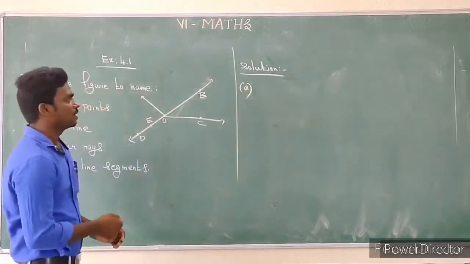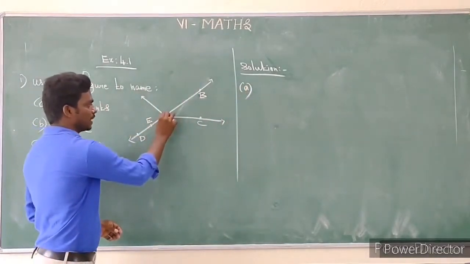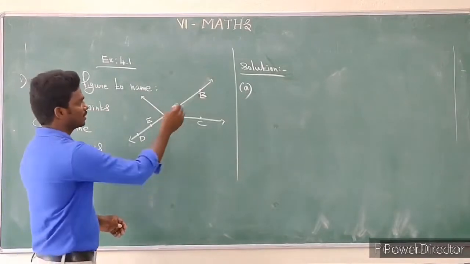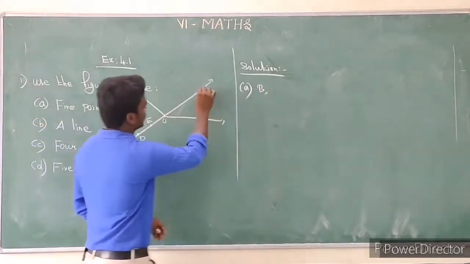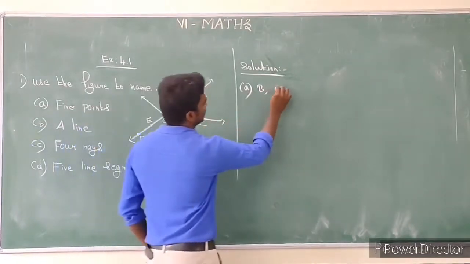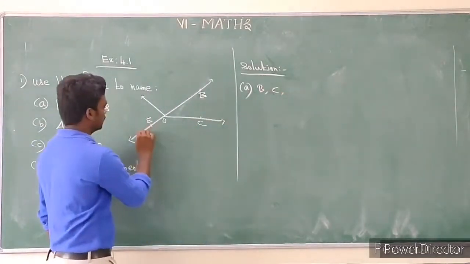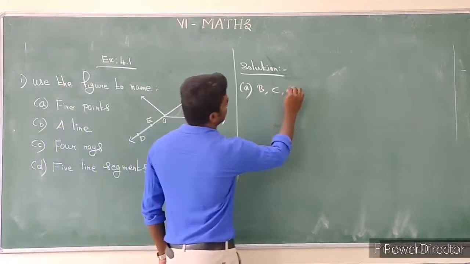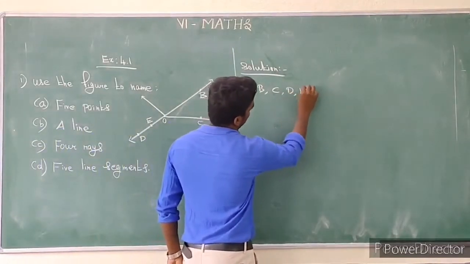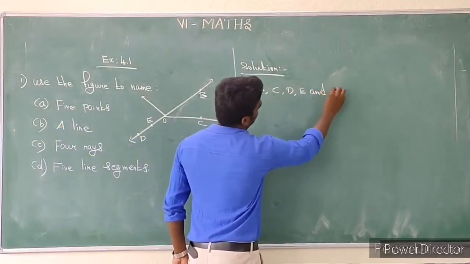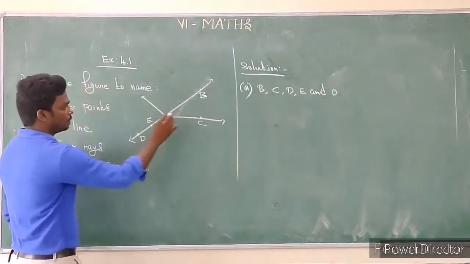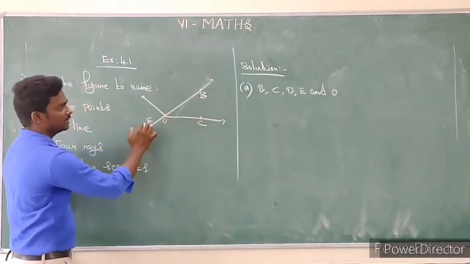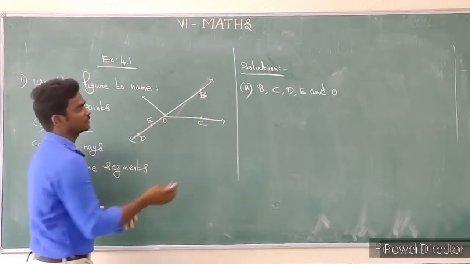What are the points here? A point is a simple dot, right? First point is B. What is the next one? C. Next, D, E. B, C, D, E, and the other point is the center, that means the intersecting point, O. So B, C, D, E, O are the five points.